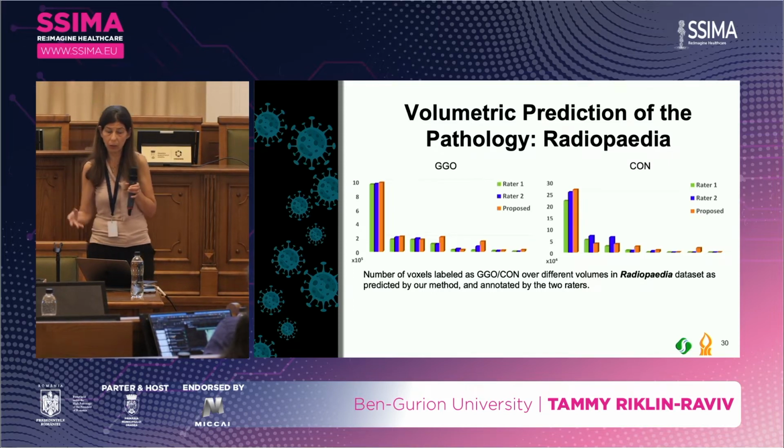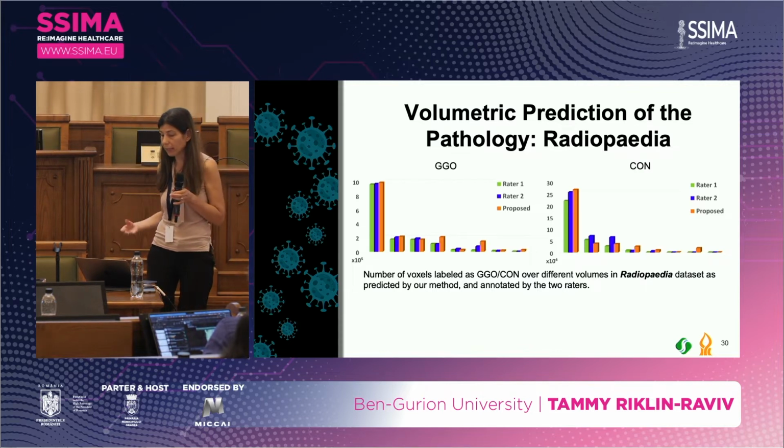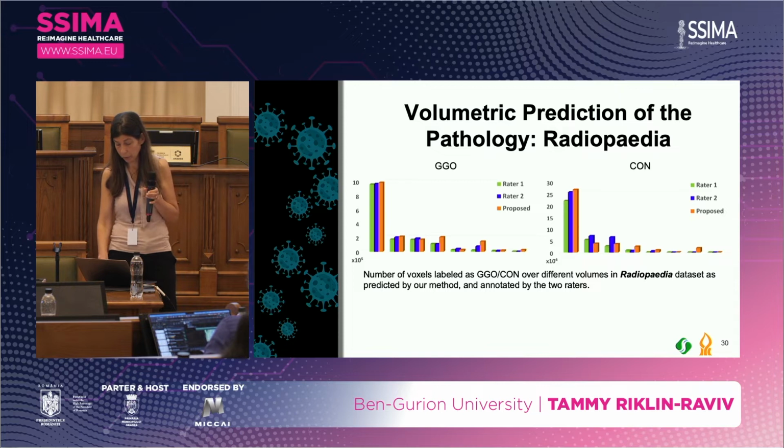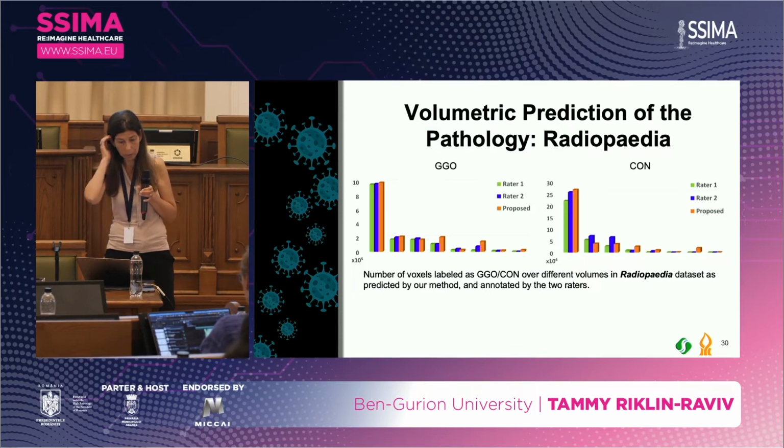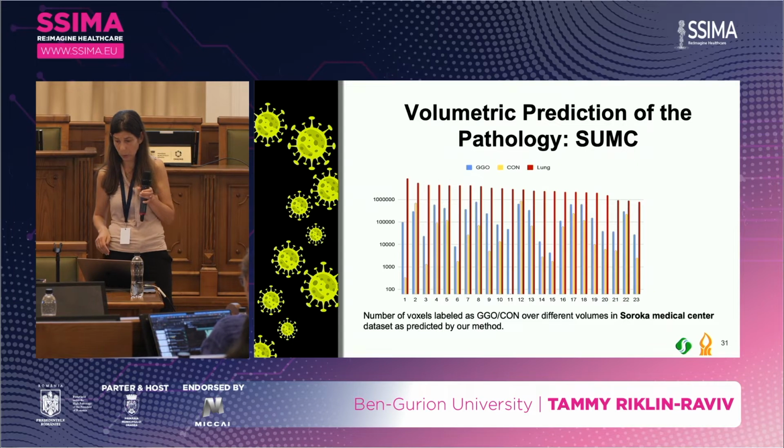Another measurement we can provide is the volumetric measure. We look at the segmentation, simply integrate, and you can see that for GGO and CON, for the dataset tested, we're doing quite well compared with rater 1 here in green and rater 2 here in blue. The proposed one is in orange.